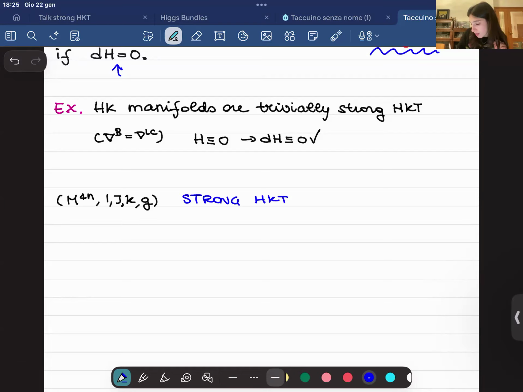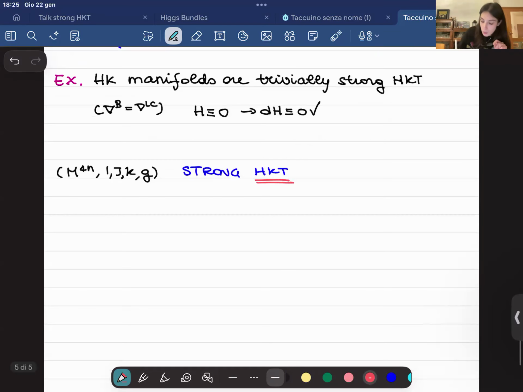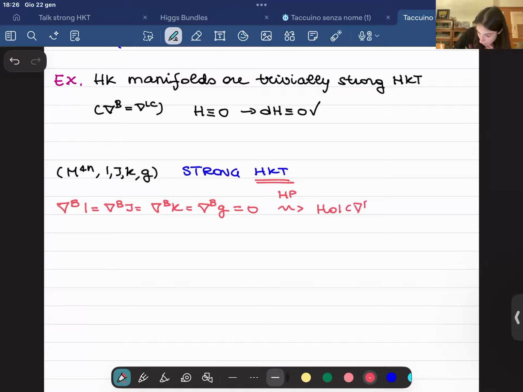So if we use the HKT condition, and if we consider the common Bismut torsion, we have that this has a lot of symmetries, because this preserves I, J, K, and the metric g. Sorry, this is 0. And so by the holonomy principle, its holonomy is contained inside Sp(n), where n is this n here.